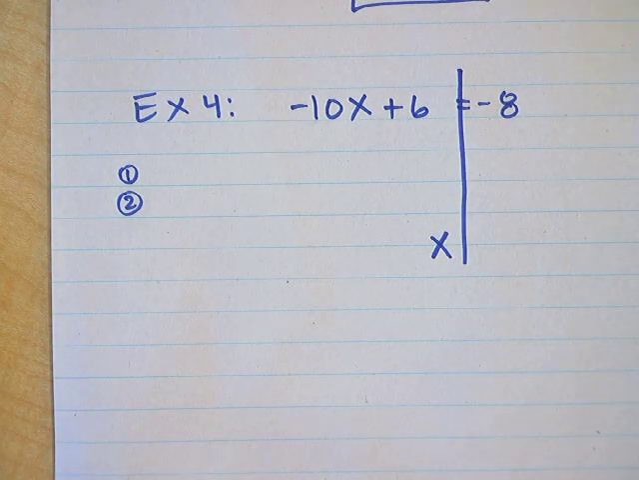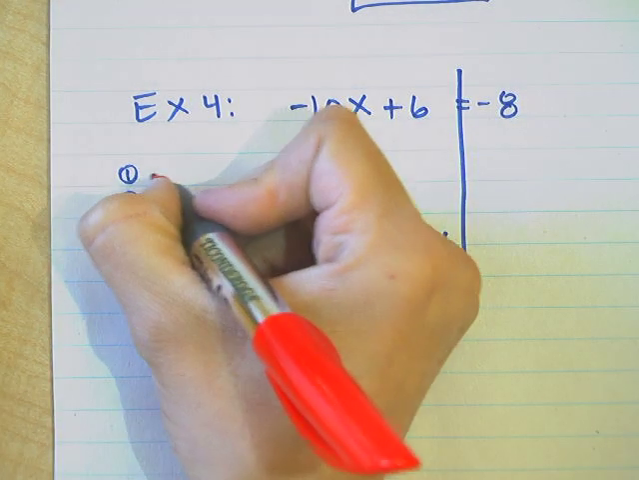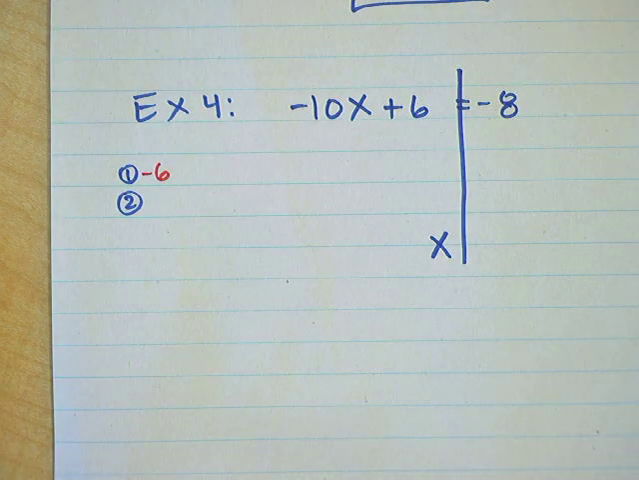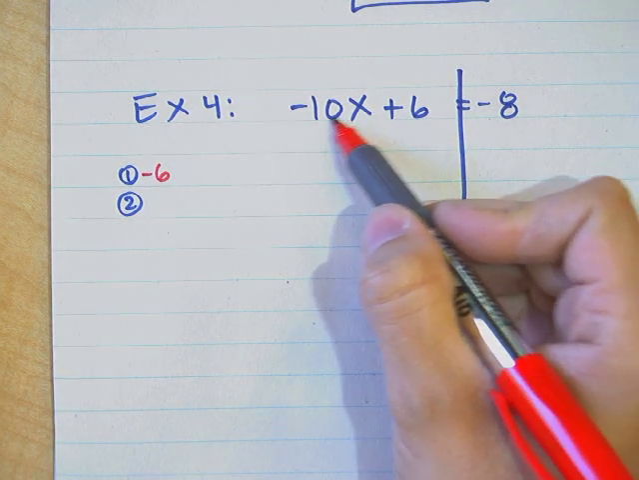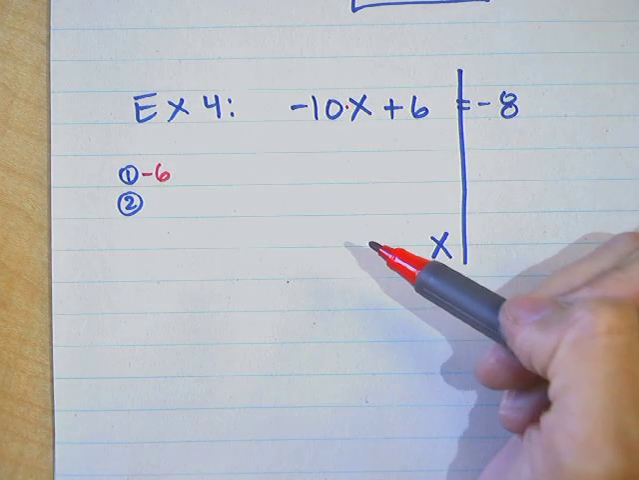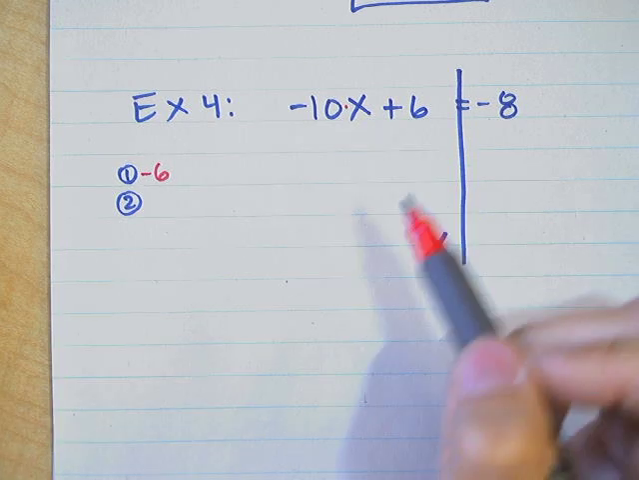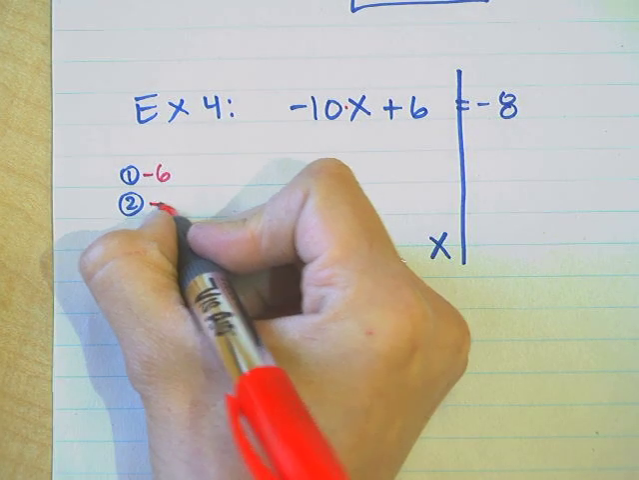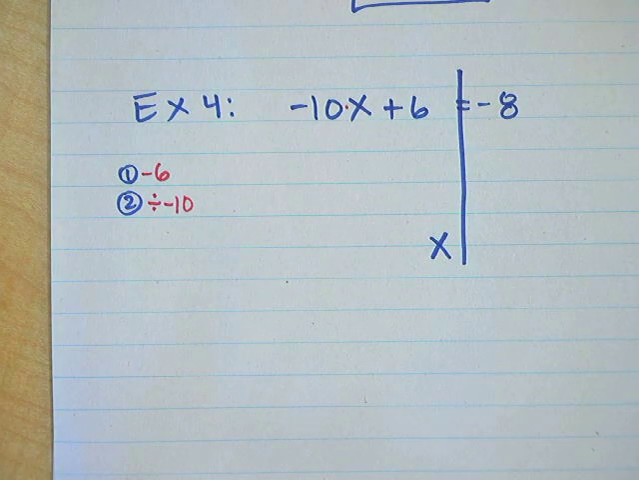The addition or subtraction first, and that would be this guy. I see it's addition, so that means my first step is to get rid of the 6 by subtracting. The next number I need to eliminate is a negative 10. I notice it's multiplication of negative 10, so the opposite of multiplying by negative 10, or the inverse, is to divide by negative 10. So those are the steps I'm going to do. So let's go ahead and start.